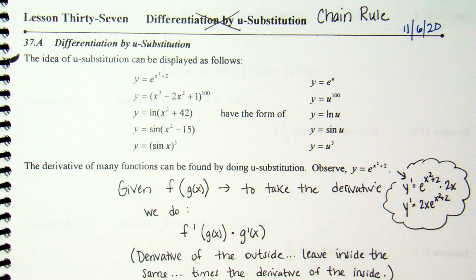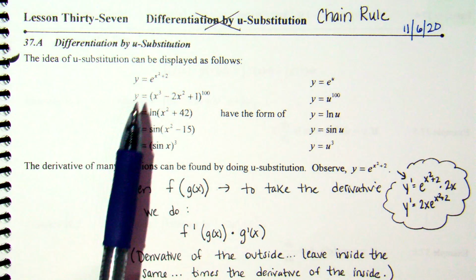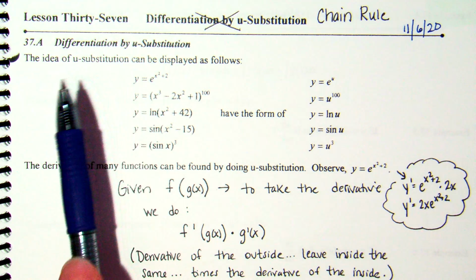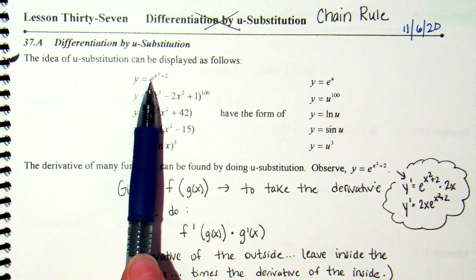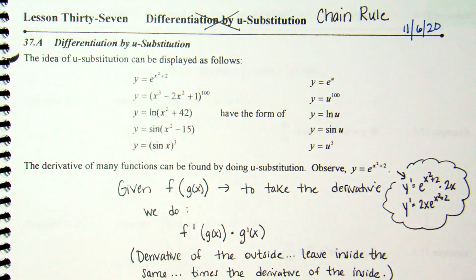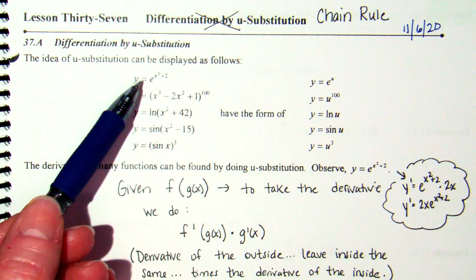Right here, natural log of x squared plus 42. What's the overall form we're taking the derivative of? Natural log of something. Well, you know, the derivative of natural log of something is 1 over something. Notice I keep using the word something. That'll be important. Sine of x squared minus 15. Well, overall the big function there is sine of something, so sine of u. And then this last one, sine x raised to the third. Again, we're looking at the overall big function. That is something raised to the third power. Those are all things we can take the derivatives of. But the way these are written, they're also all things where there's an inside function we'll have to take the derivative of.